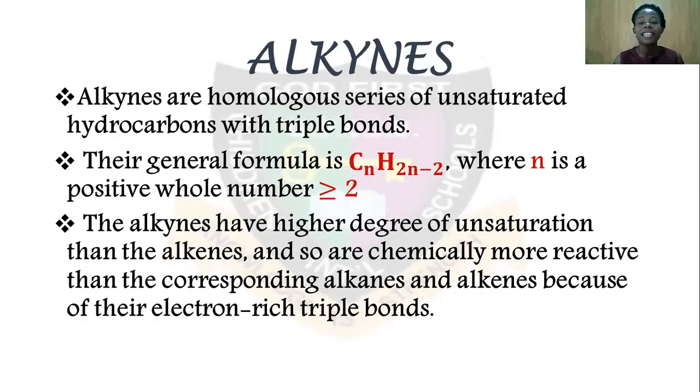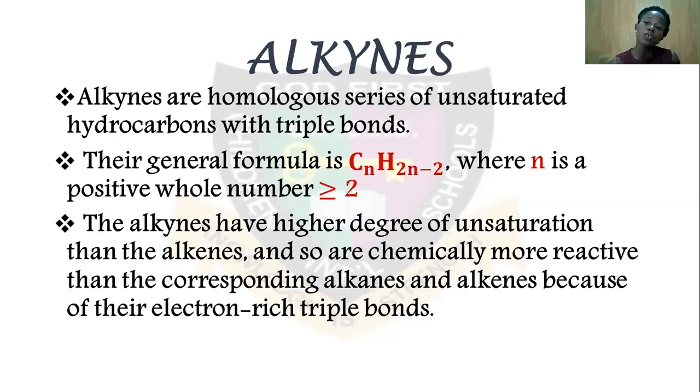So let's look at the alkynes generally. Remember, we said that unsaturated hydrocarbons are hydrocarbons that contain at least one double or triple bond in their structure. So the alkynes are unsaturated. They are a homologous series of unsaturated hydrocarbons with triple bonds. So remember what homologous series are. They follow a general formula, and they are prepared generally by the same method.